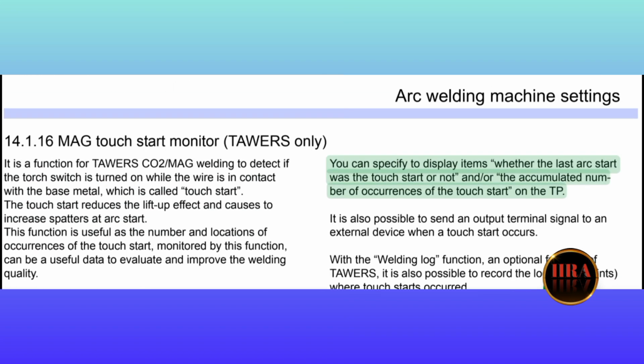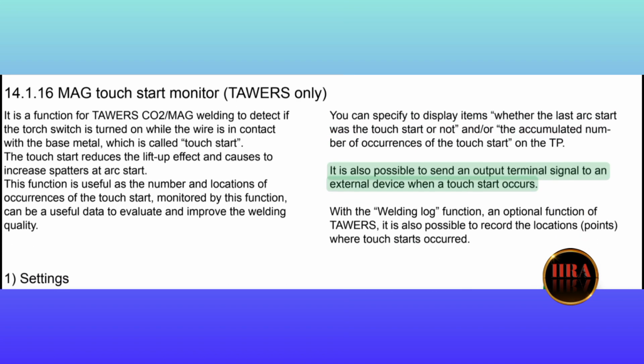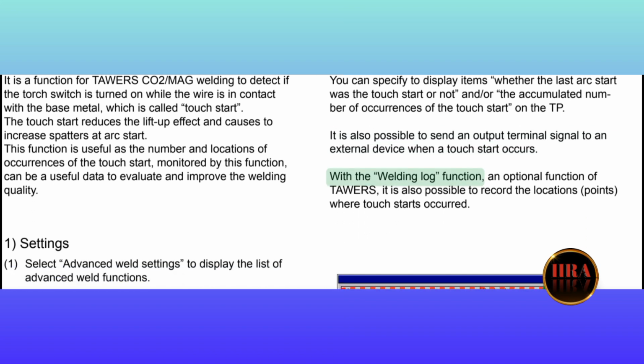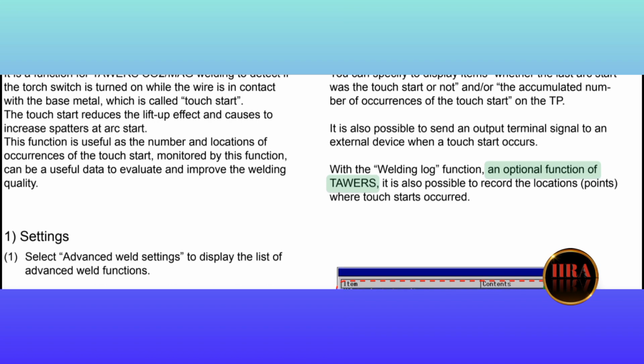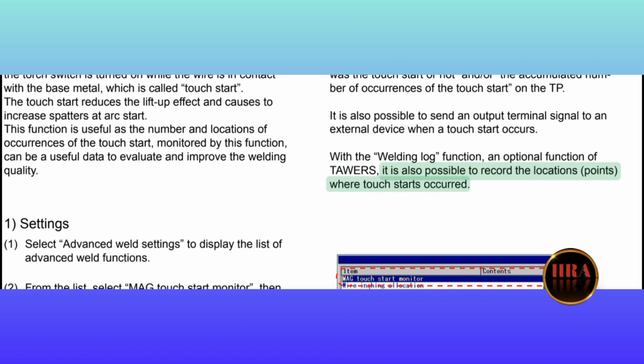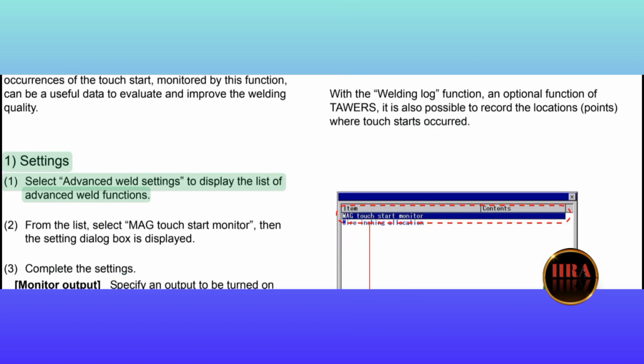You can specify to display items, whether the last arc start was the touch start or not, and/or the accumulated number of occurrences of the touch start on the TP. It is also possible to send an output terminal signal to an external device when a touch start occurs. With the welding log function, an optional function of TAWERS, it is also possible to record the locations, points, where touch starts occurred. 1. Settings.